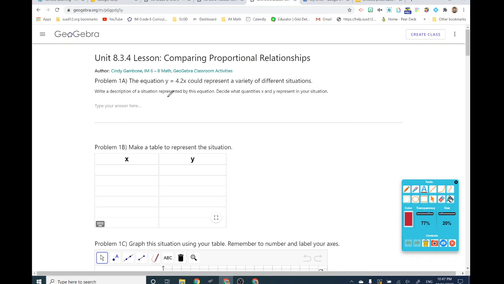Write a description of a situation represented by this equation and decide what quantities x and y represent in your situation. Okay, my answer is my answer. Your answer is your answer. So don't copy my answer. This is my answer. I'm even going to write that here. Cindy's answer. You must think of something different, okay?